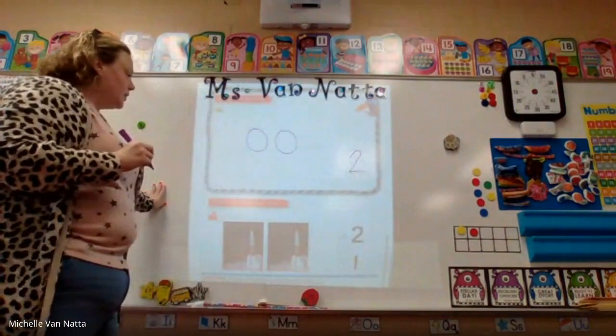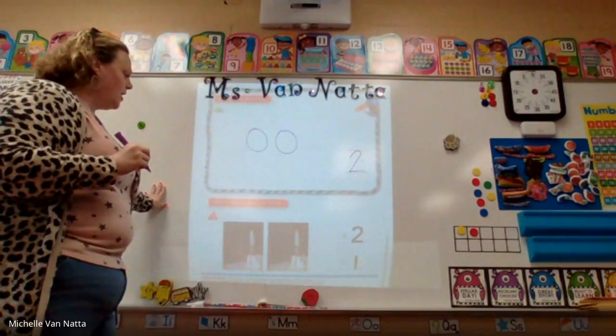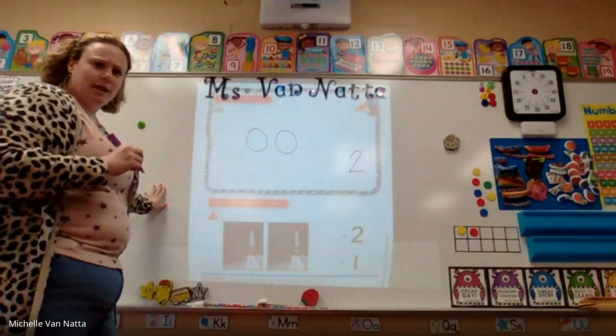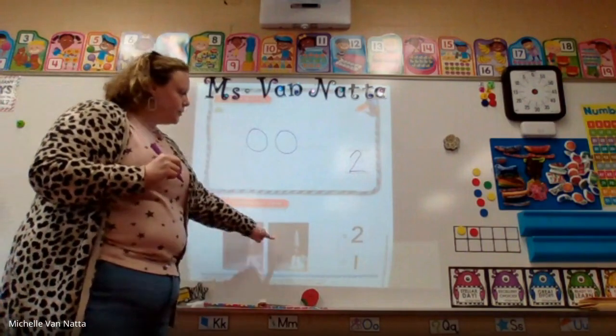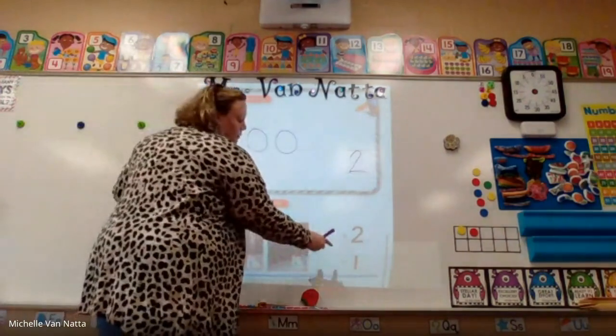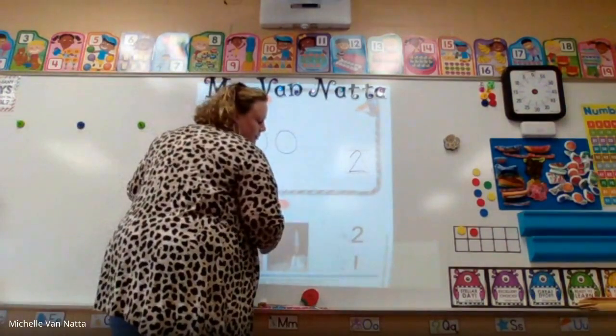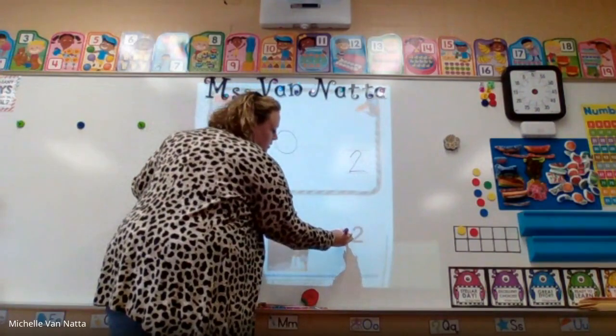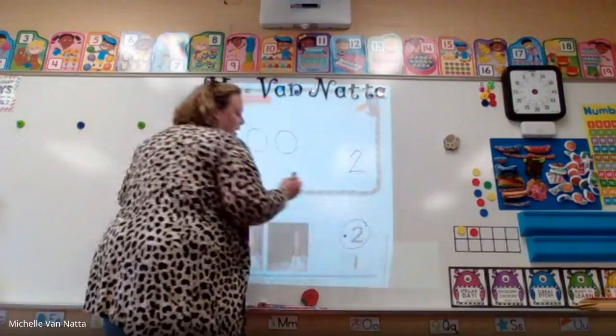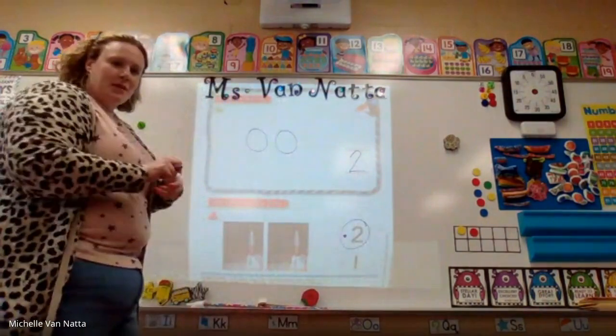All right, on the last one. How many rockets do we see right there? Let's count. 1, 2. Which one is 2? This one. So color in the circle or you can circle the whole thing. All right.